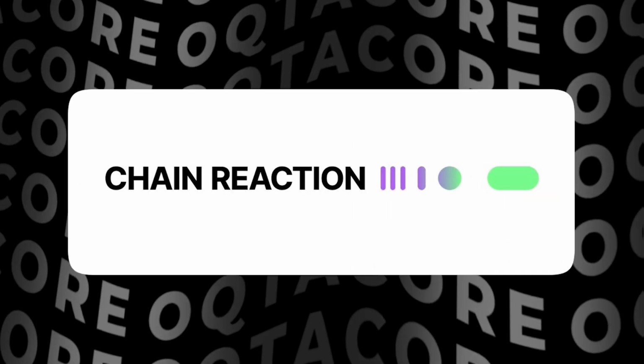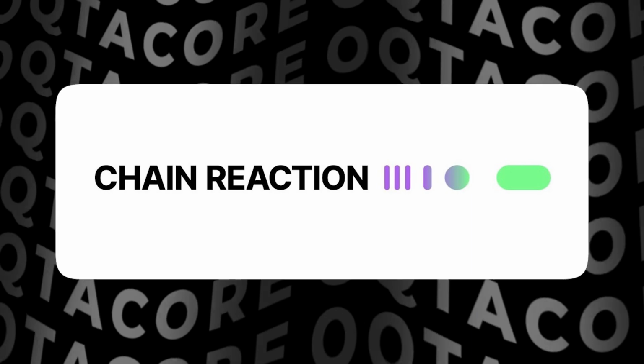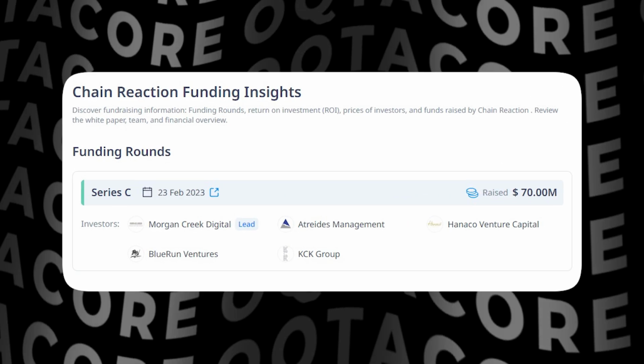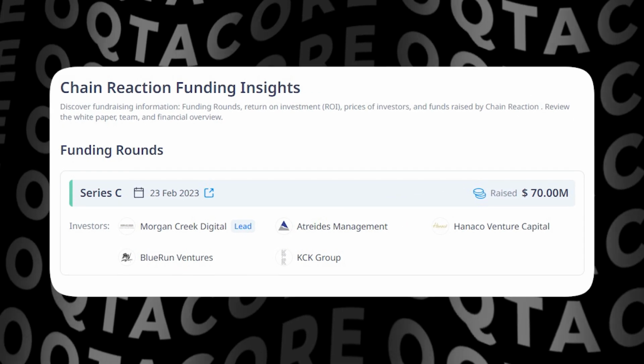Chain Reaction is a pioneering project at the forefront of advancing blockchain and privacy technologies. With a focus on accelerating compute performance, the project empowers companies to address complex global challenges like FHE by adapting and scaling innovative solutions. Chain Reaction has raised $70 million in Series C round.